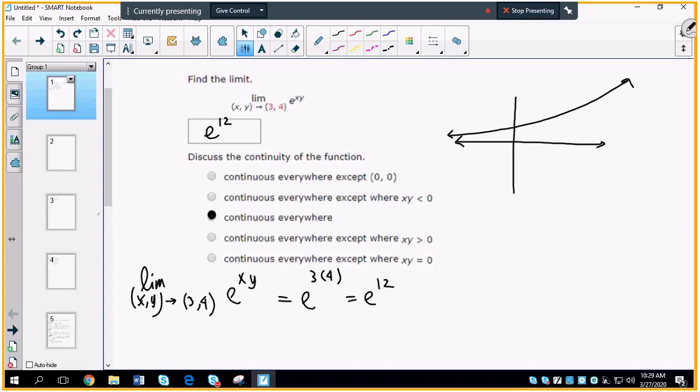So I will say that this function is continuous everywhere. Instead of saying that it is continuous over negative infinity and infinity, I will say it is continuous everywhere on R2, the two-dimensional Cartesian coordinate plane, because my inputs are points. They're no longer points on the line, they're points on the plane. So it is continuous everywhere. Pretty simple example.